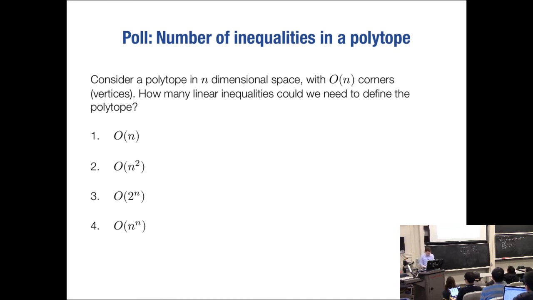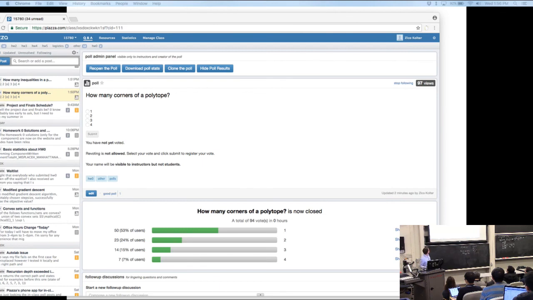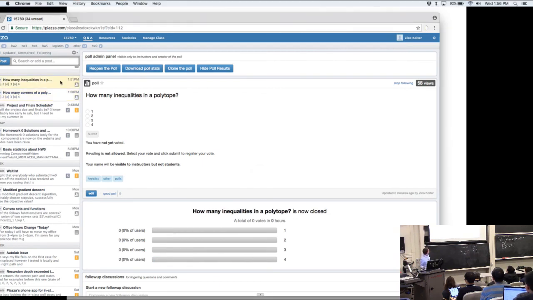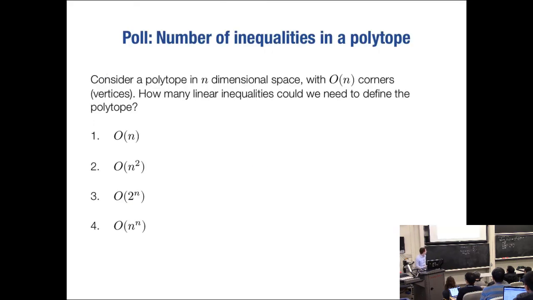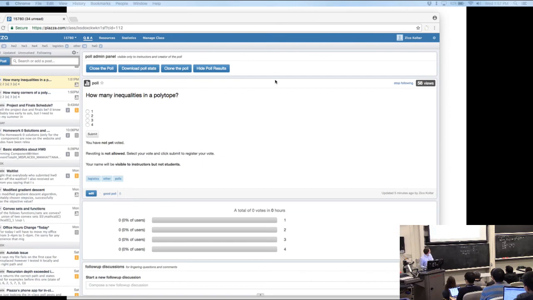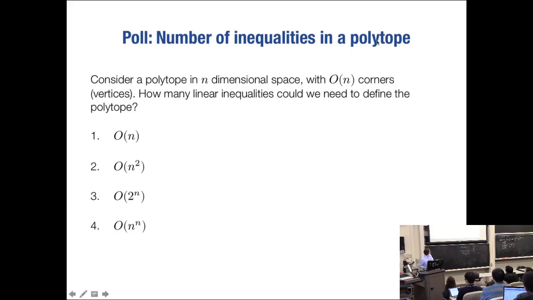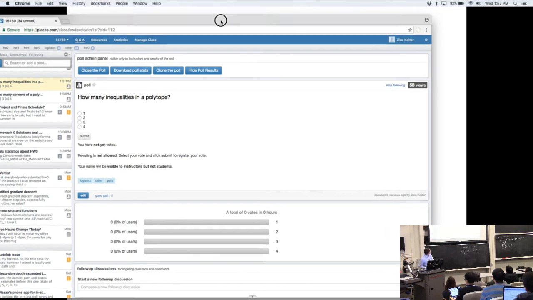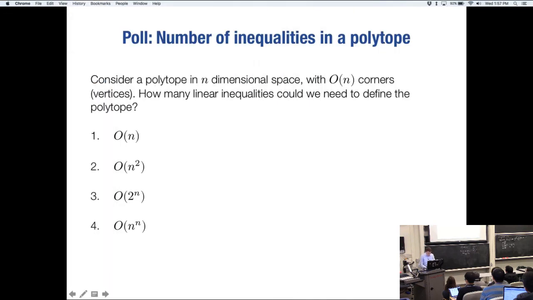So let me open up that poll. Same question, but now how many inequalities are there? In fact, I'm going to just move this. I'm going to look at it myself for a while.